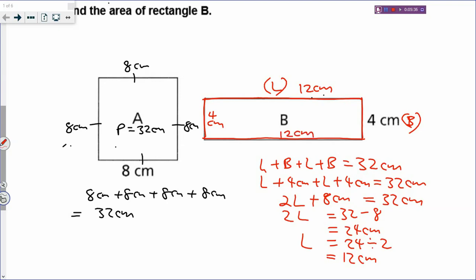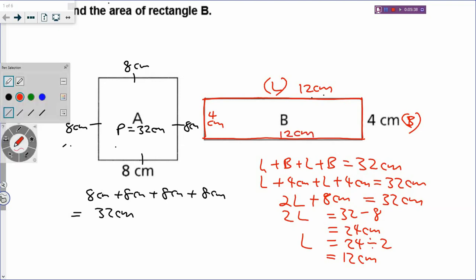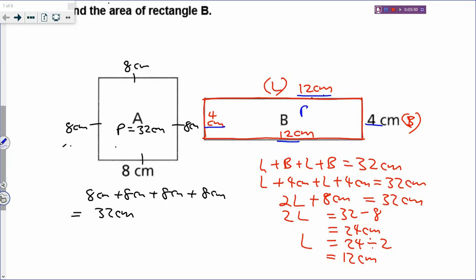So if you add all the sides of the rectangle, you have 12 plus 4, which is 16. 16 plus another 16, you get 32 cm. So the perimeter of this rectangle is also the same as the square, 32 cm. All right, but the question asks you to find area.